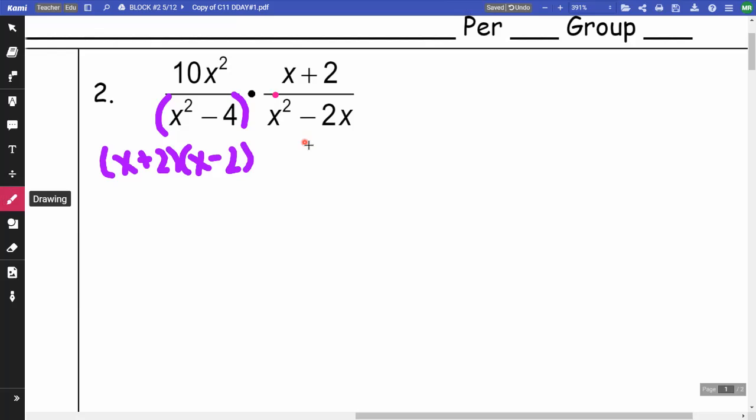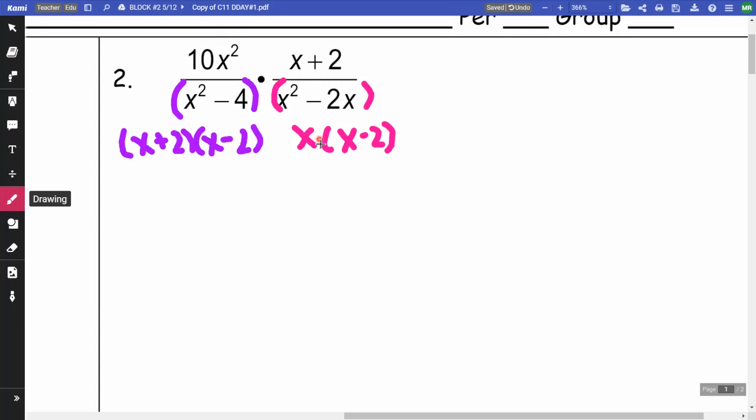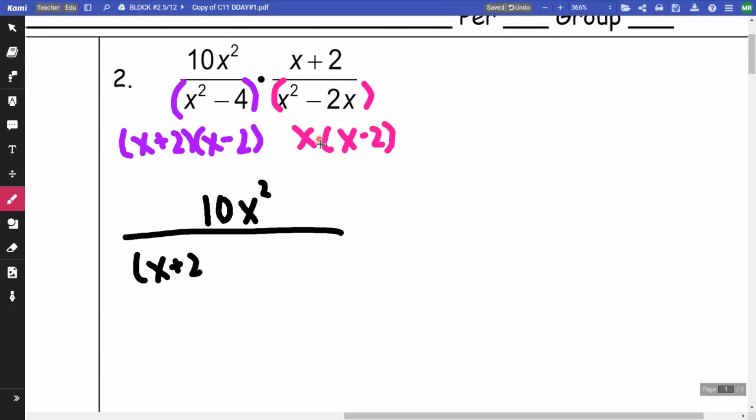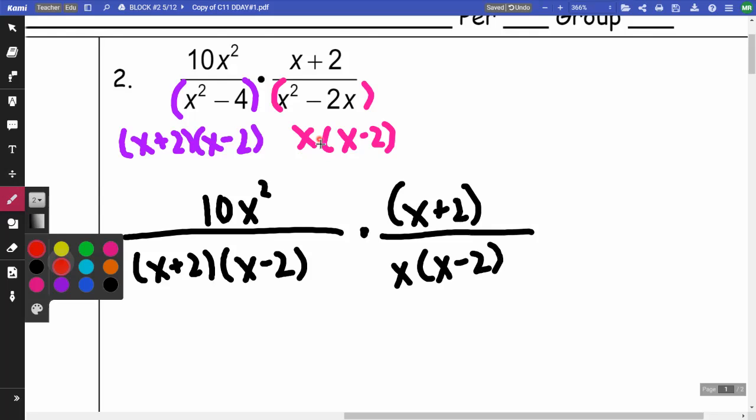And if I am factoring this denominator, this x squared minus 2x, I can factor out an x from that, and I'm going to get an x minus 2. So let me rewrite this. The first fraction is going to be 10x squared over x plus 2 times x minus 2. And that's going to multiply with, and I'll put parentheses around the top, x plus 2 over x times x minus 2. I'm going to need to give some restrictions.